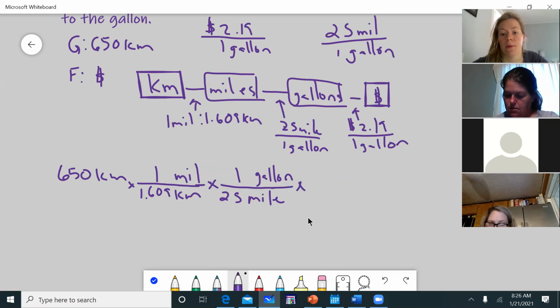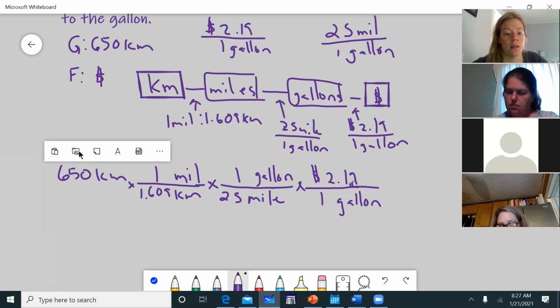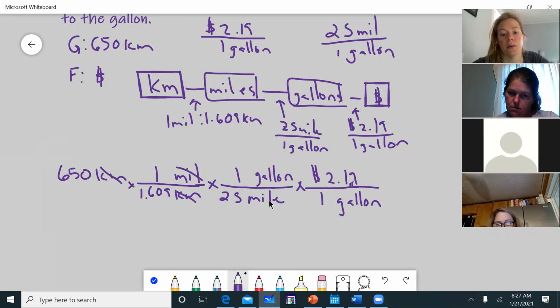The final step is to relate gallons. I'm going to put gallon here so it cancels with money. Every 1 gallon costs, let's move that dollar sign over, $2.19. So kilometers are going to cancel out, miles are going to cancel out, gallons are going to cancel out, and we should just be left with units of money, dollars.